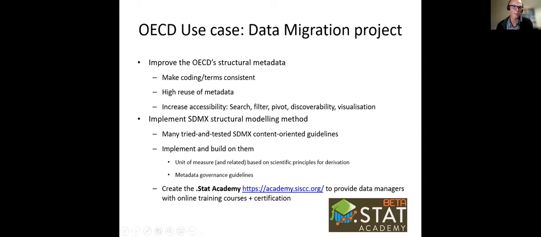So how to do this? Well, we take the STMX best practices, which are already in the content-oriented guidelines that I mentioned, and we build on them. We've gone to town on the unit of measure, and we try to build a method on unit of measure, which is based on deriving units of measure based on scientific principles, and also making sure that when a unit of measure is described, it's actually a unit of measure rather than something else, because we saw a lot of that in the current system that it wasn't quite that. We've also created metadata governance guidelines internally. We hope to pass these to the community as well, but they're still undergoing review.